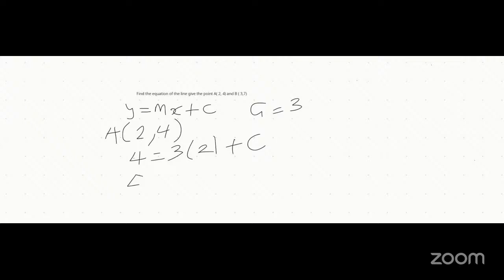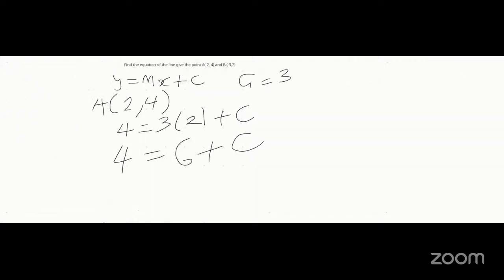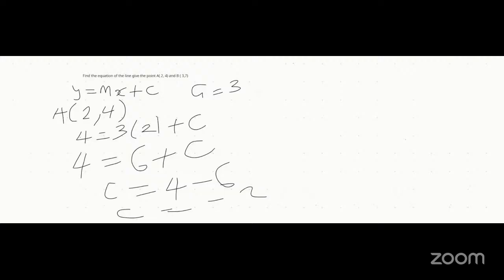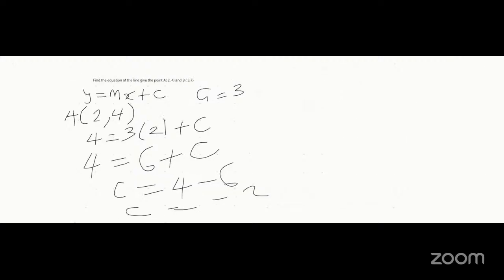So 4 is equal to, what is 3 times 2? That will give us 6. Plus c. Now, once you collect like terms, our c will be equal to 4 minus 6. C will be equal to minus 2. So since you know the value of our c now, we can put the value of c back into the equation of a straight line.